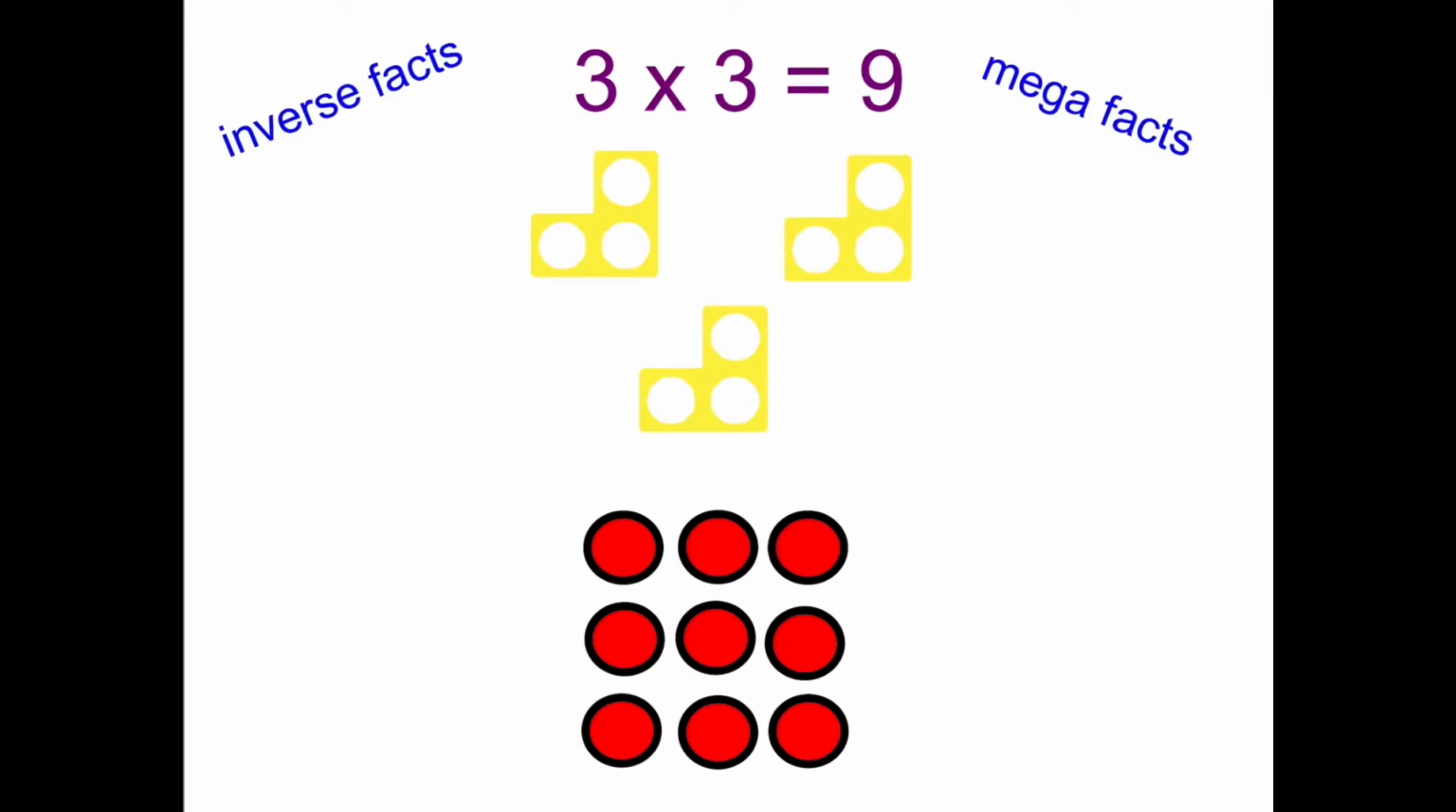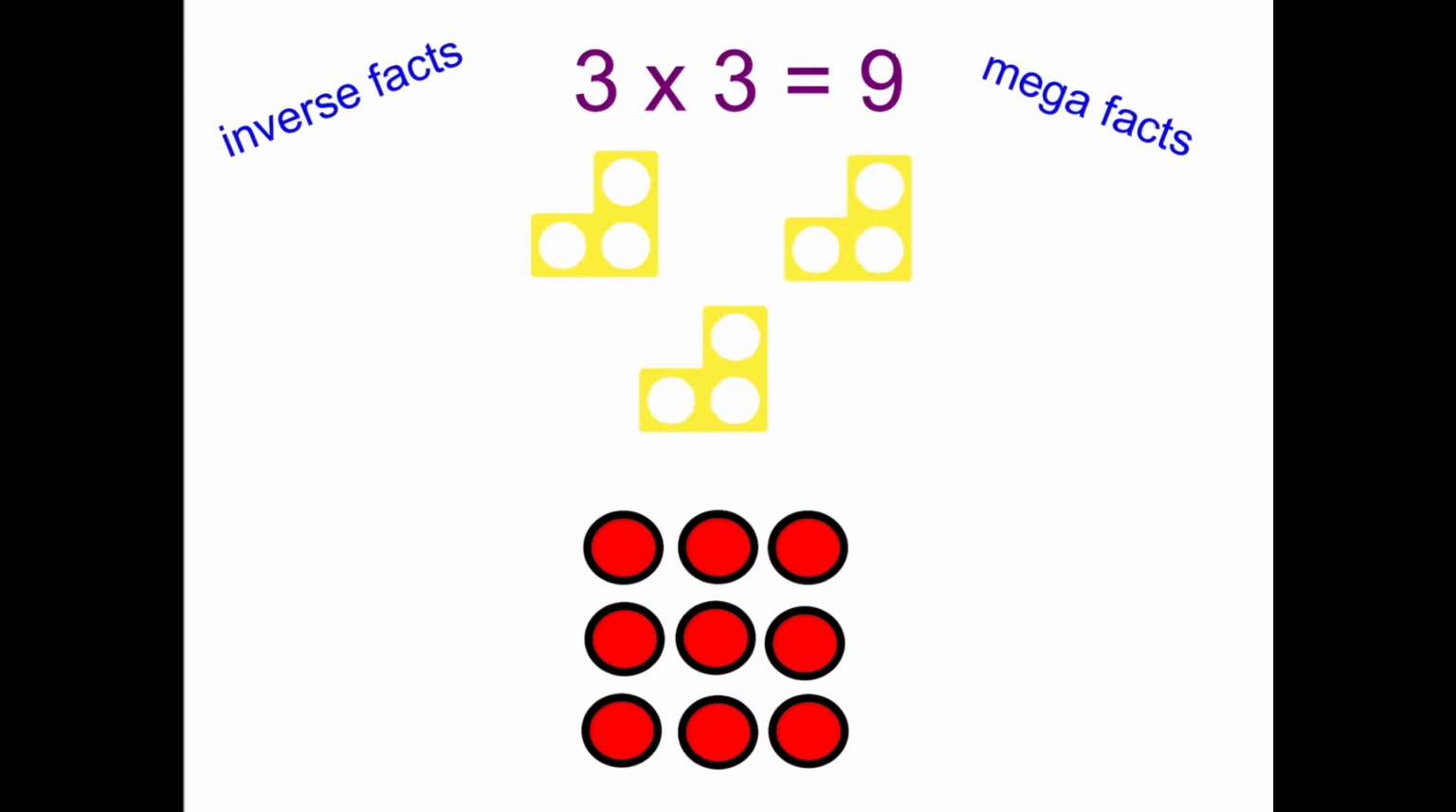Good morning, Year 2. So we're going back to our facts of the day and we're going to do 3 times 3 equals 9. Now that's quite an interesting one because it's got 2 of the same digit making 9, which means it's a square number.